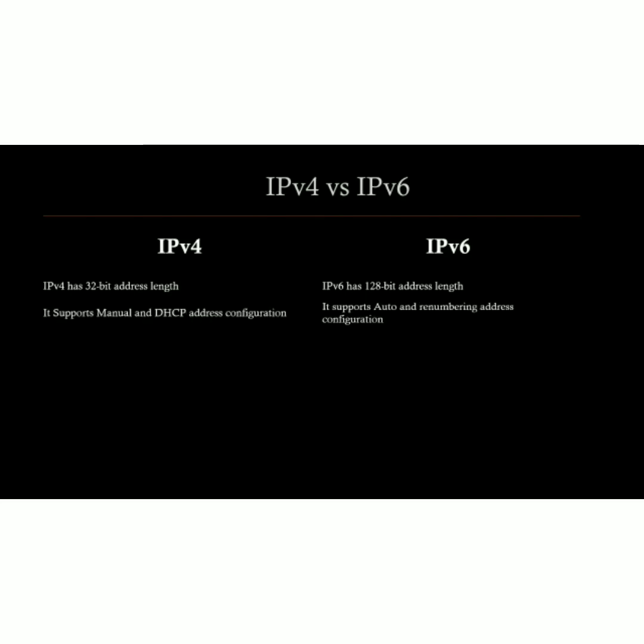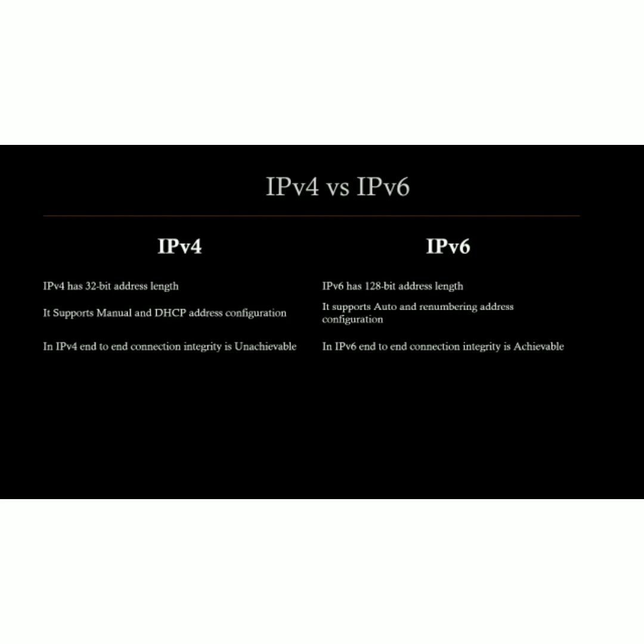IPv4 supports manual or DHCP address configuration, while IPv6 supports auto and renumbering address configuration. In IPv4, the assigning of IP addresses is done manually and by using DHCP address configuration. DHCP means Dynamic Host Configuration Protocol. In this, a DHCP server is used to assign an IP address. Whereas in IPv6 it is assigned automatically and by using renumbering address configuration.